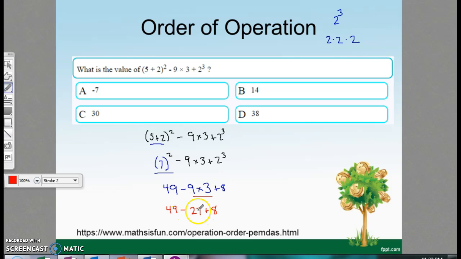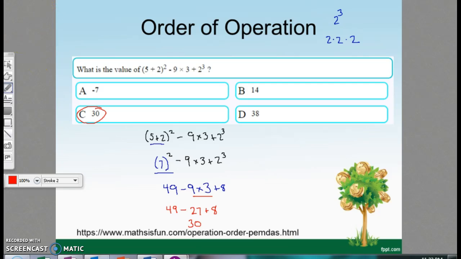All right, so now I'm just going to add and subtract from left to right. So I'm going to say 49 minus 27. 49 minus 27 is 22, plus 8 is 30. Okay, so the correct answer here is 30. Now, if I had not used those operations in the correct order, I would have gotten a different number. So it's very important to keep those in order.